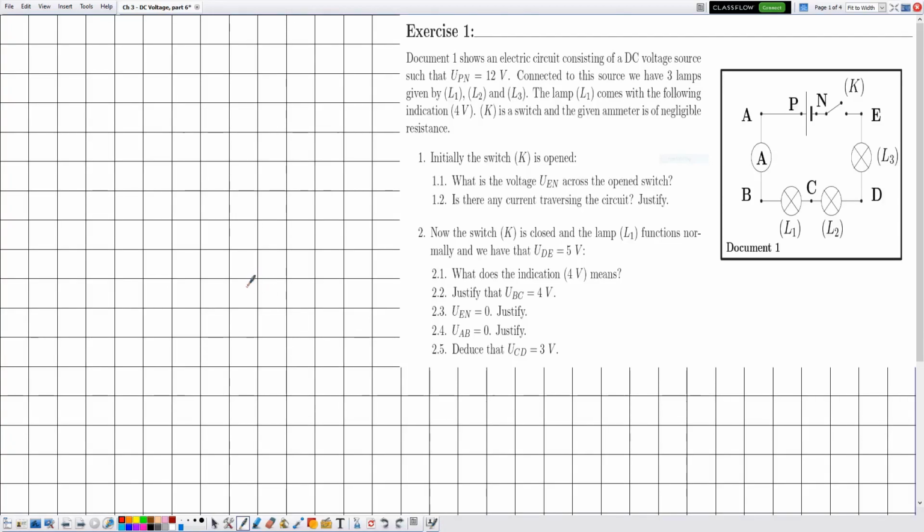So we have reached part 6 of chapter 3, which is the chapter of DC voltage and the second unit of electricity. So in this one we are going to solve some exercises related to this chapter.